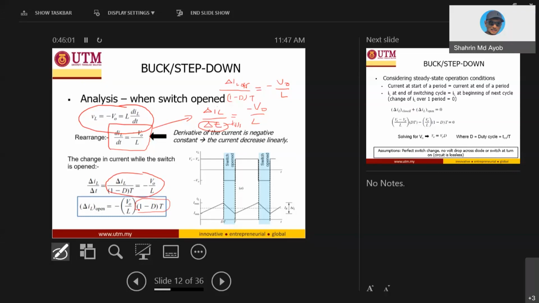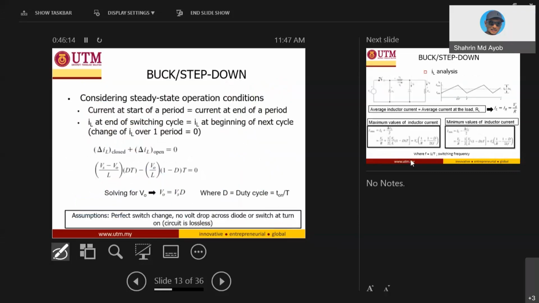Okay. Understand this one? So this is the analysis when the switch is open or the switch is off. And then from that, we want to actually make some conclusion.